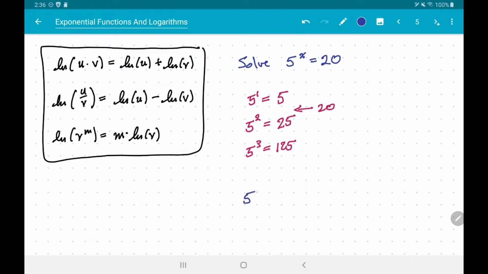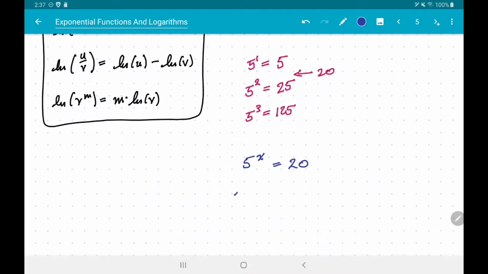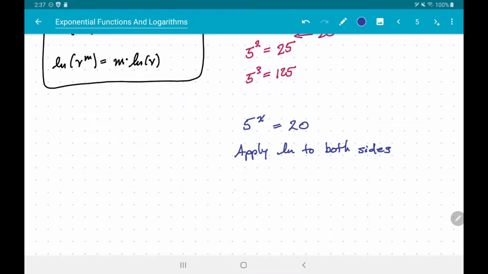So we'll start with 5^x equals 20. Now I'm going to apply ln to both sides. Remember, ln, the natural logarithm, is a function. So what that means is that if 5 to the x is supposed to be equal to 20, then the logarithm applied to 5^x is supposed to give the same result as the logarithm applied to 20.